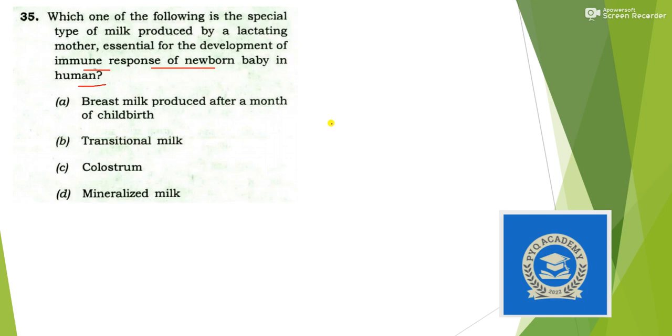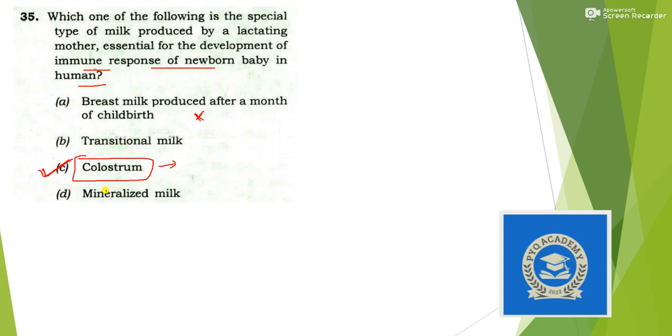So first option is milk produced after a month of childbirth. No, the milk that is produced and that produces immune response is produced just after the birth of baby. So the answer is option C, colostrum. The name of that milk is known as colostrum. This is given in higher NCERT. This is not given in NCERT class 10.